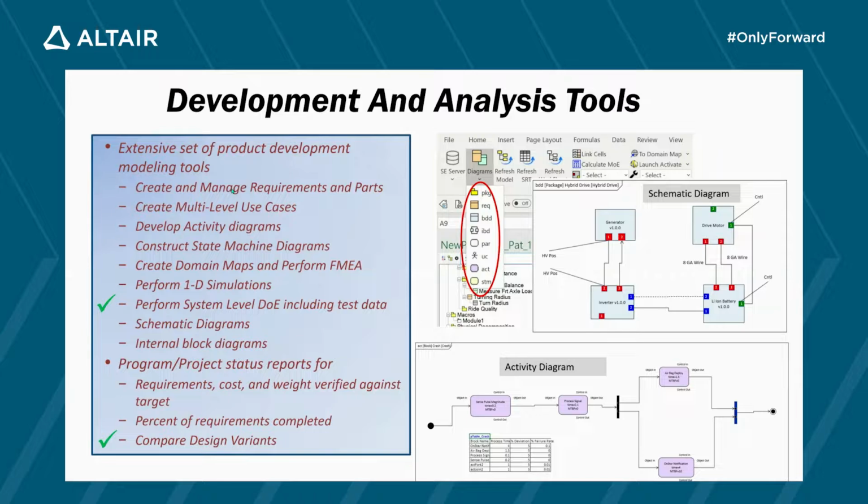You can develop activity diagrams. I'm going to talk about them a little bit more in a minute, but basically this is an example of our activity diagrams. The unique thing about it is that it's actionable. You can actually perform calculations from the activity diagram, as well as the state machine diagrams are actionable. You can create domain maps and perform FMEA analysis. As I said, we had the 1D simulation.